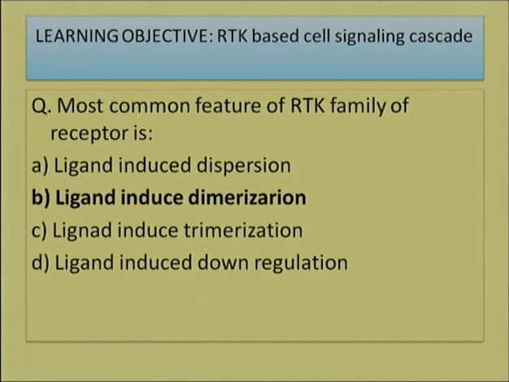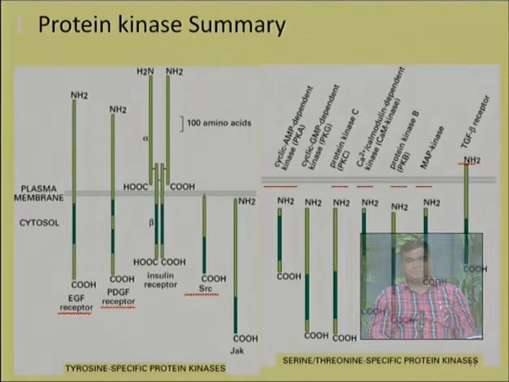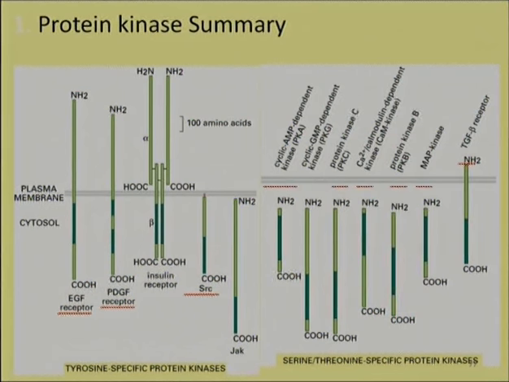Now in this particular section a question is being asked, the most common feature of the RTK family of receptors is, we have already discussed that. Ligand induced dispersion? No. Ligand induced dimerization? Yes. Ligand induced trimerization? No. Ligand induced downregulation? No. So actually the right answer is option B, that is ligand induced dimerization, and this dimerization would then result in autotransphosphorylation. So this is a very important feature of the RTK family of receptors. Now this is the entire protein kinase summary.